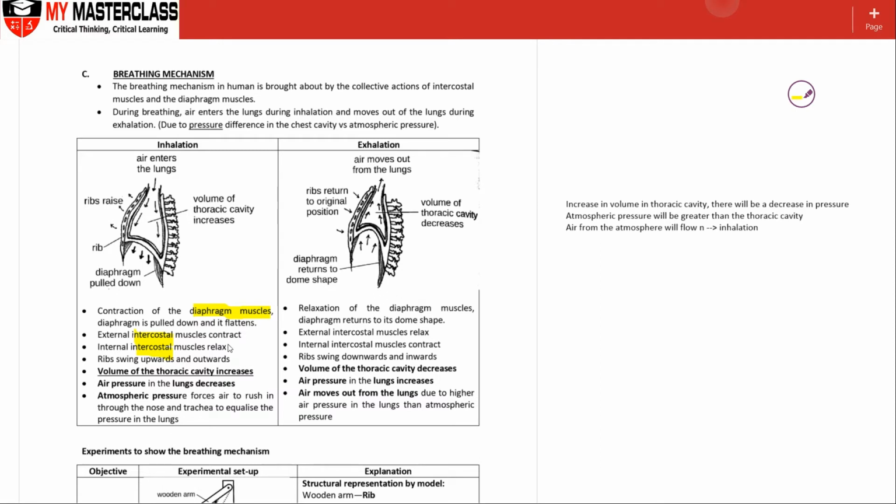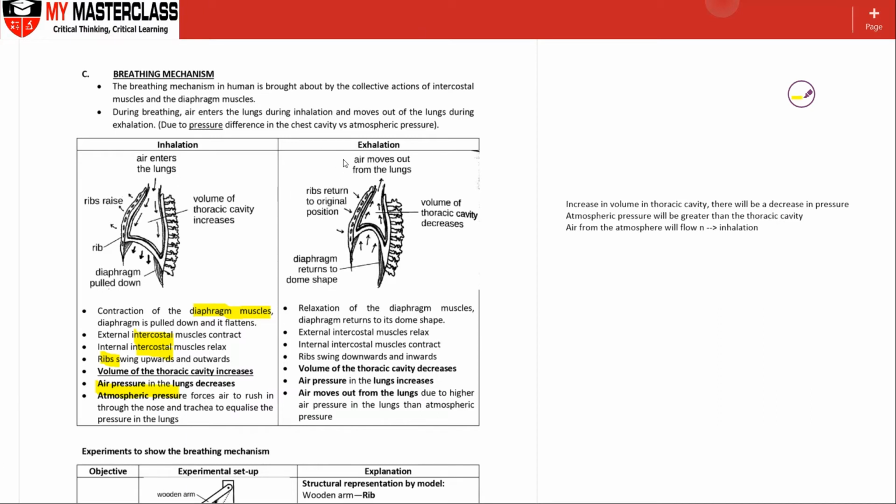When they work in opposite directions, this will result in the rib cage going upwards. So you have the diaphragm being pulled down and the rib cage going upwards, and therefore the overall volume inside the thoracic cavity will be increased. So when the volume is increased, the atmospheric air is able to enter into the lungs.